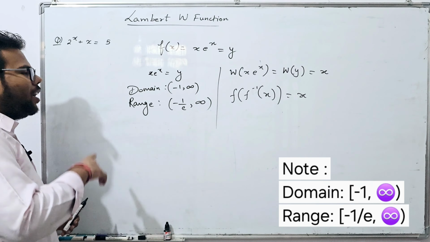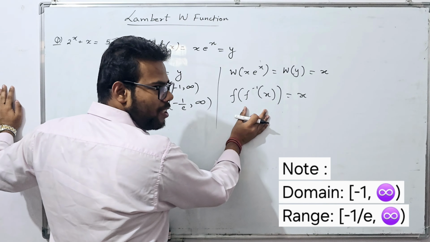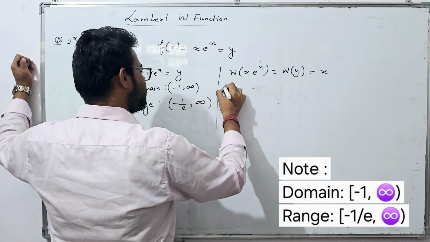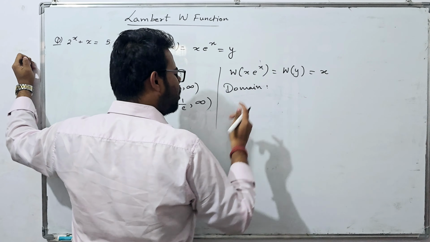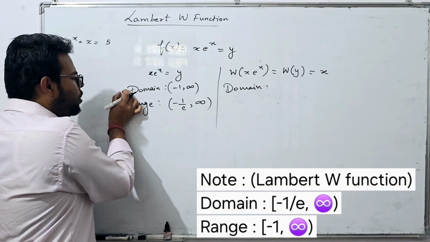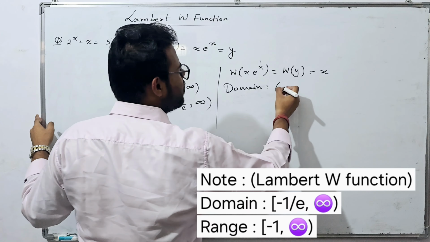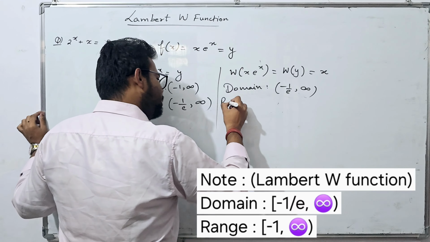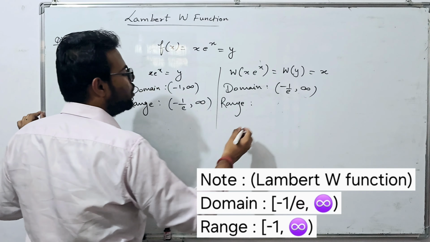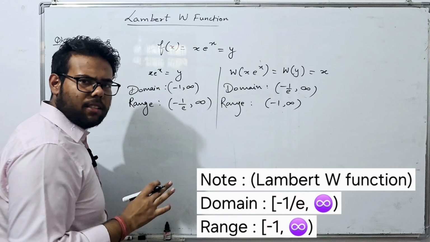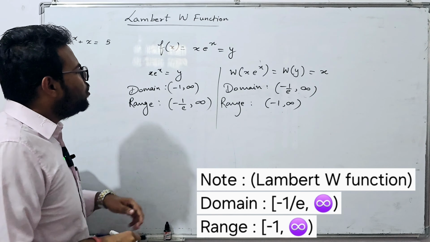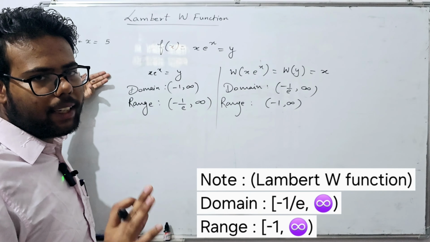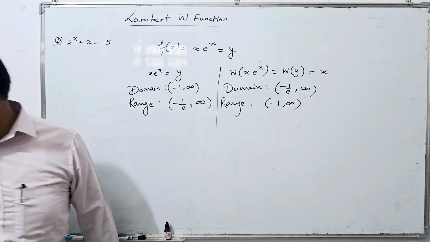So now you understood why I was talking about all that stuff. So what is its domain? The domain of the Lambert W function: the domain becomes the range and the range becomes the domain. So the domain is -1/e to infinity, and the range is the domain of the original function, which is -1 to infinity. So having said all this, we will come back to our problem and tackle it. Let me erase it.